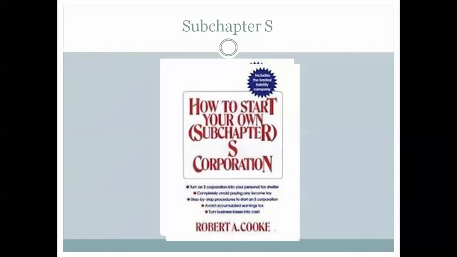There's also some tax advantages associated with a subchapter S, and as a result, after a sole proprietorship, it's probably one of the most popular forms of business ownership. It costs some money to set up. You have to get a lawyer involved, but it's typically worth it. My first company, I set up as a subchapter S, and it still exists today.